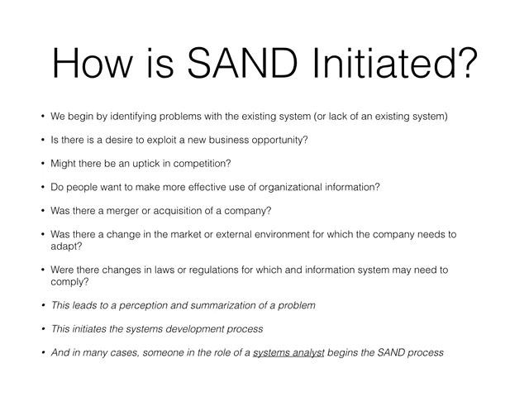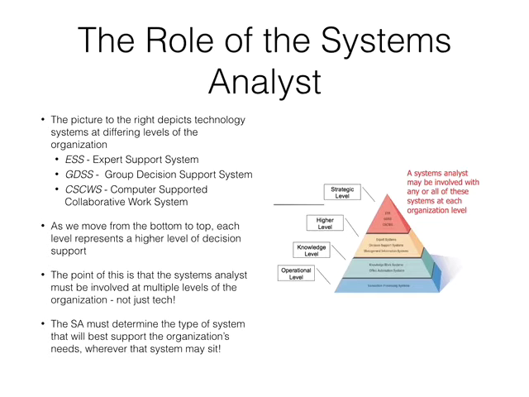And in many cases, someone in the role of being a systems analyst begins this actual process. So let's look a little bit more at the role of a systems analyst. This picture to the right depicts technology systems at differing levels of an organization. We have some acronyms defined here, which are not explained otherwise, so I just want to define them real quick. You have different types of systems: expert support systems, group decision support systems, and computer-supported collaborative work systems. These are an example of systems that exist at differing levels of the organization.